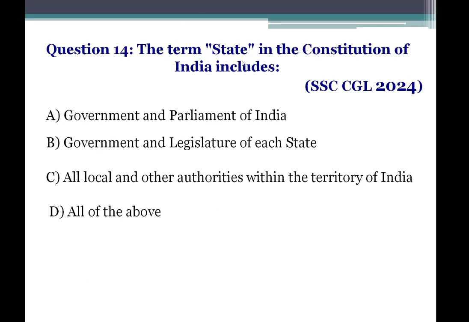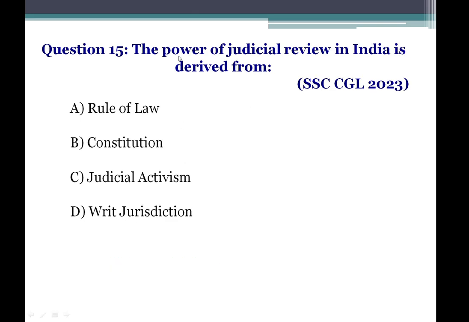The term state in the Constitution of India includes Government and Parliament of India, Government and Legislature of each state, all local and other authorities within the territory of India or all of the above. So the term state includes all three points. So the correct option is D, that is all of the above.